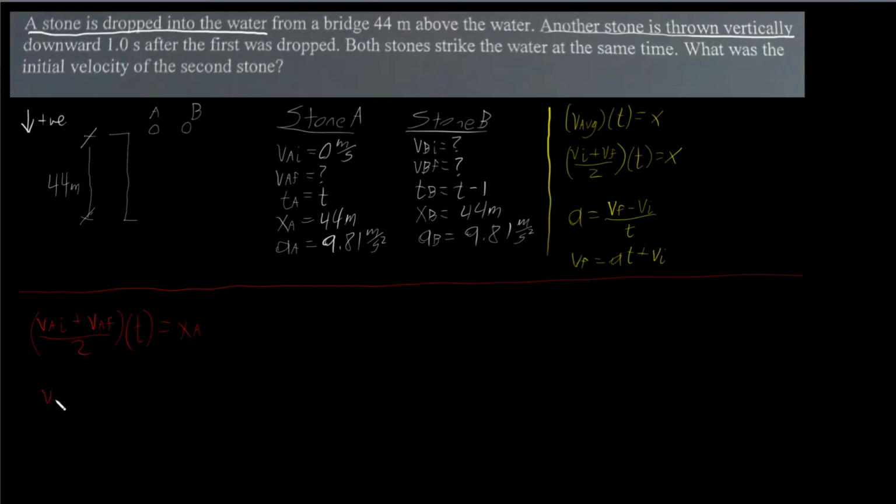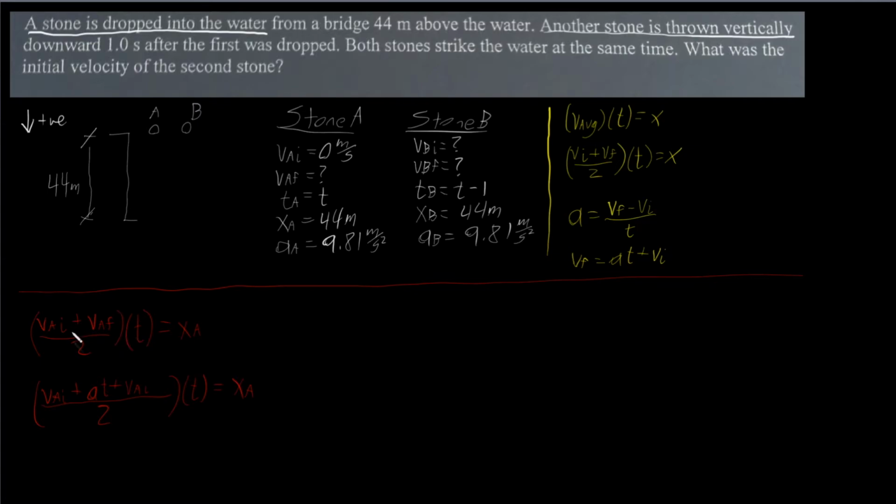We have initial velocity of stone A plus, and right here we have final velocity. So remember, wherever we have final velocity, we're going to replace that with acceleration times time plus initial velocity. So we'll do that right here. So we'll do acceleration times time plus initial velocity. And now we'll just continue with the rest of this equation divided by 2. Over here this is times t is equal to the distance that stone A travels.